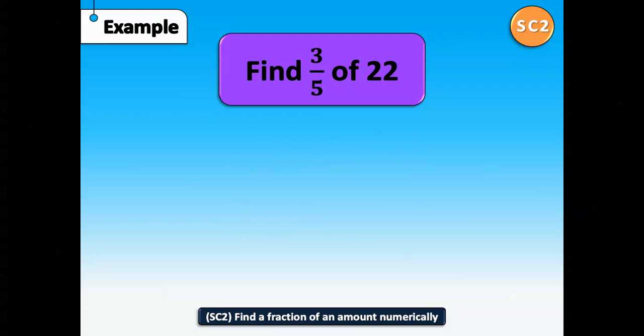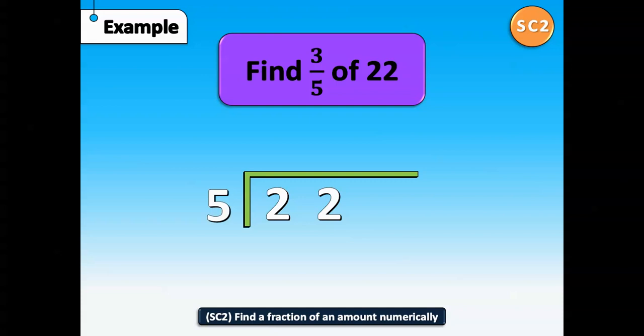This time we want to find 3/5 of 22. Now this one's a little bit more difficult because we need to do 22 divided by 5, but 5 doesn't go into 22 evenly. So for this one, we're going to use the bus stop method. How many times does 5 go into 2? Well, it goes in 0 times with remainder 2. Then how many times does 5 go into 22? Well, it goes in 4 times, but with a remainder of 2.